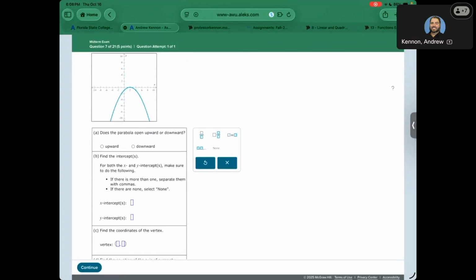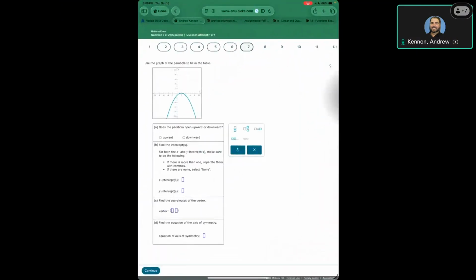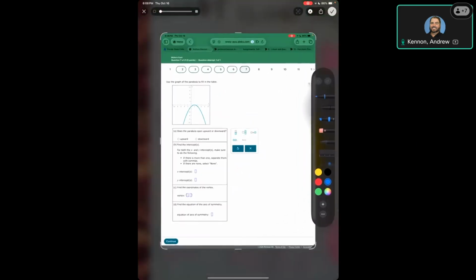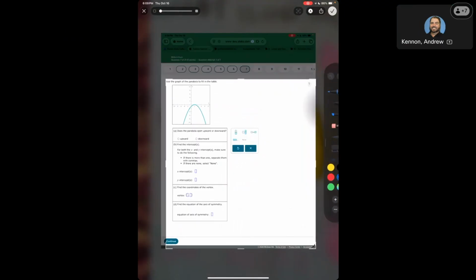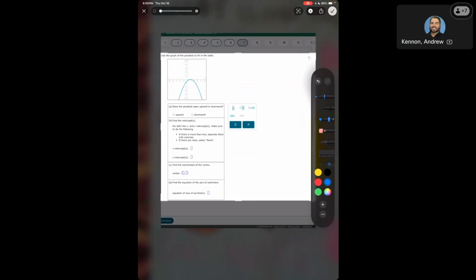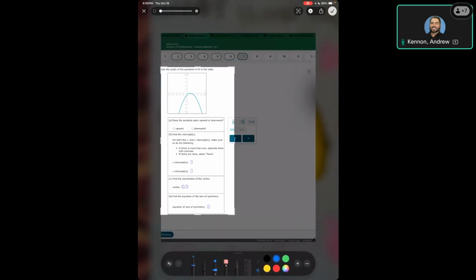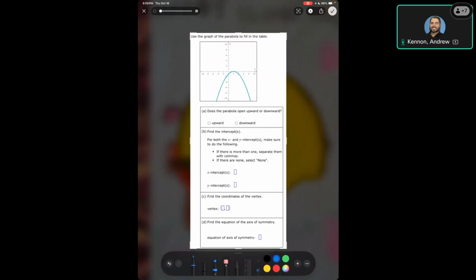There's a parabola one that you might have been talking about. Flipping my screen for a second, so it may look a little different. There are some different parabola ones on here, so we'll make sure we get them all. Okay. First thing, does it open upward or downward? Downward would look like this, upward would look like this. So this one is clearly downward.